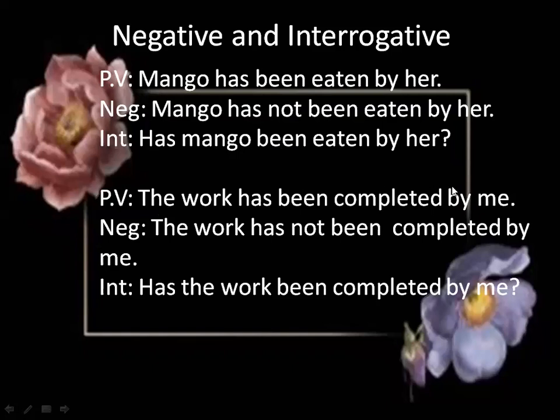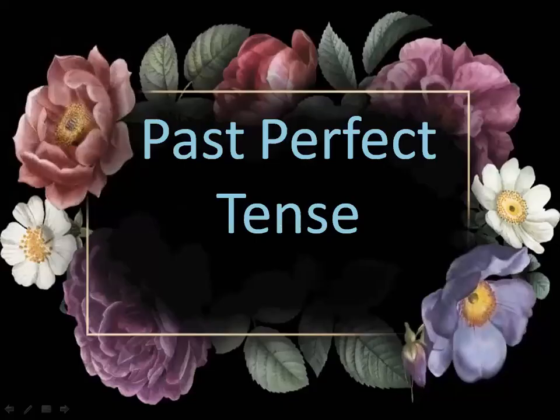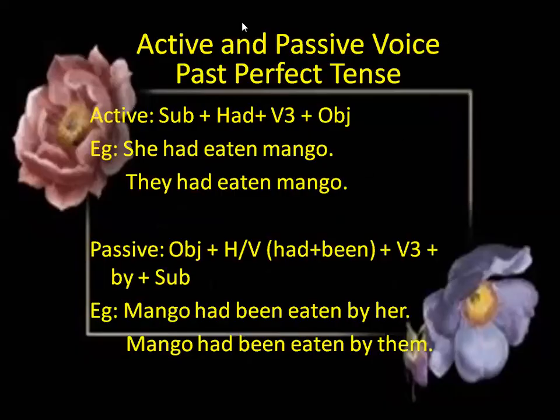Next is the work has been completed by me. The work has not been completed by me. Has the work been completed by me? Then question mark. Now come to past perfect tense. Active and passive voice perfect tenses. The active structure is subject plus had, because this is the past perfect. Has and have's past form is had.